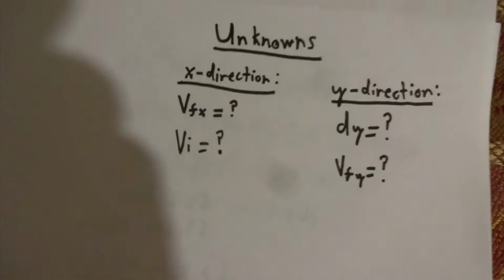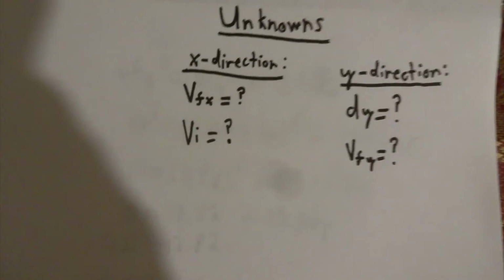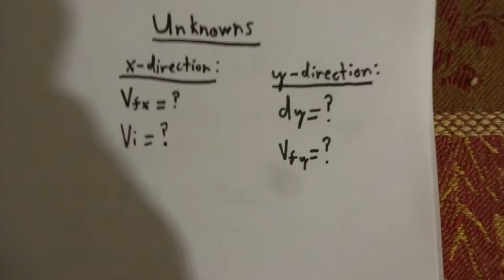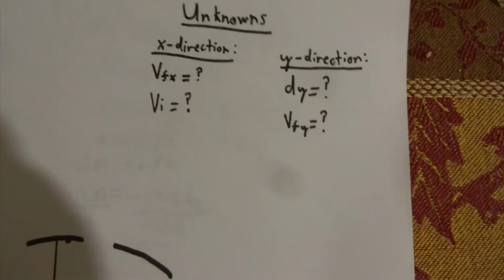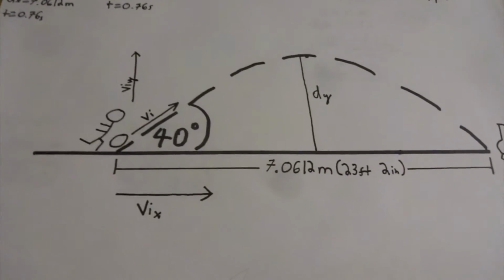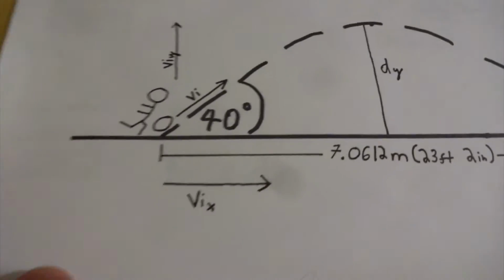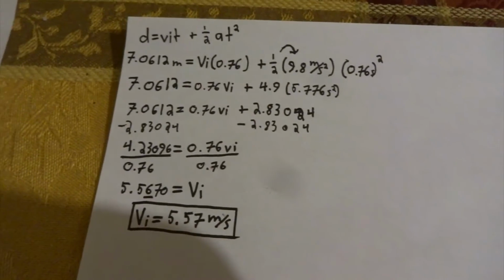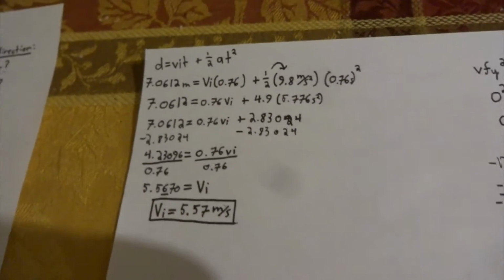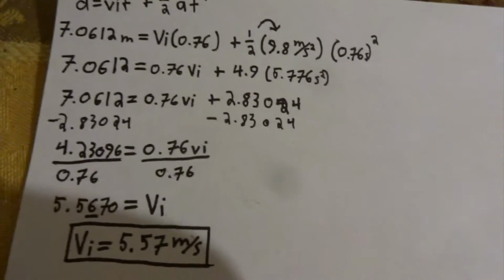The unknowns, however, are the final horizontal velocity, the initial velocity, the vertical distance, or the vertical displacement, if you will, and the final vertical velocity. Our first step here in solving for these variables will be to find the vertical velocity, this diagonal value here. And the way you do that would be by using this formula. Distance equals initial velocity times time plus half times acceleration times time squared.